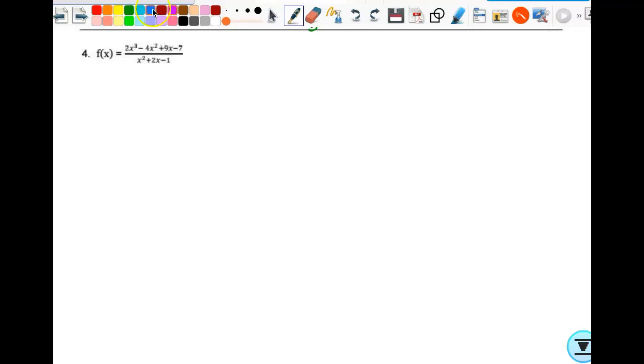And will I have a slant asymptote here? I look at these. It's top heavy, right? And it's top heavy by 1, so I'm good. Is synthetic division going to work here? No. So I need long division. So go ahead and divide that and find your asymptote.